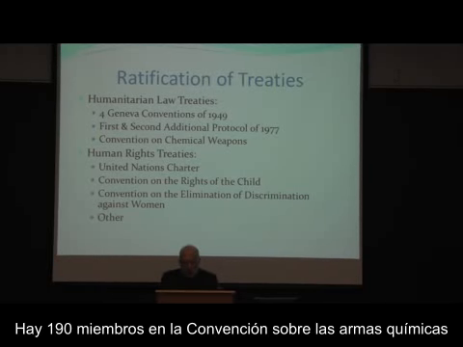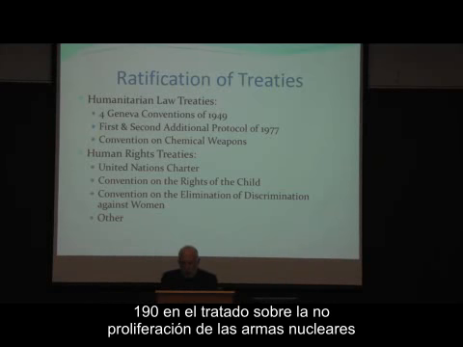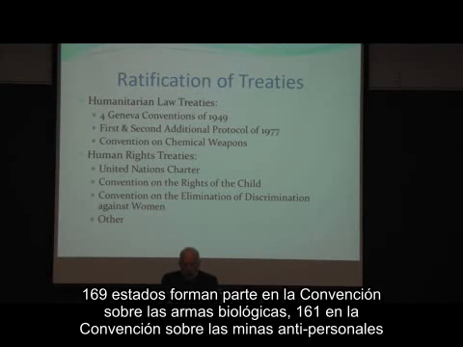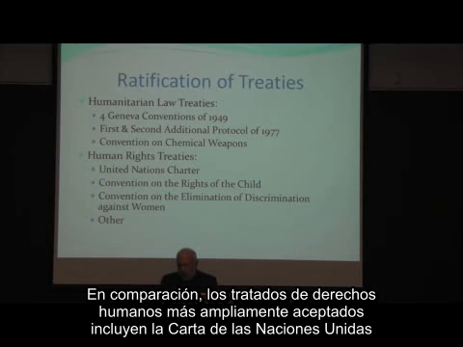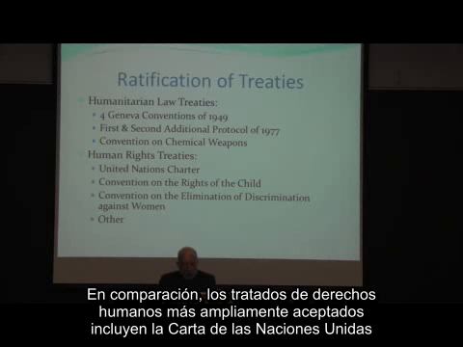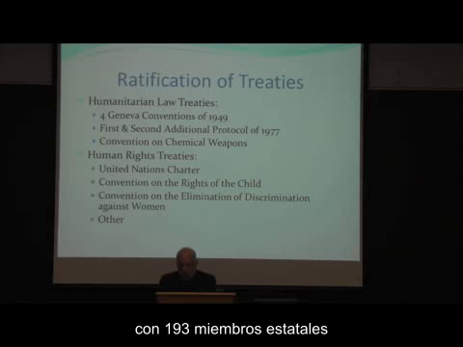parties to the Convention on Chemical Weapons, 190 parties to the Treaty on Non-Proliferation of Nuclear Weapons, 169 states parties to the Convention on Biological Weapons, 161 to the Convention on Anti-Personnel Mines, and 84 to the Convention on Cluster Munitions.